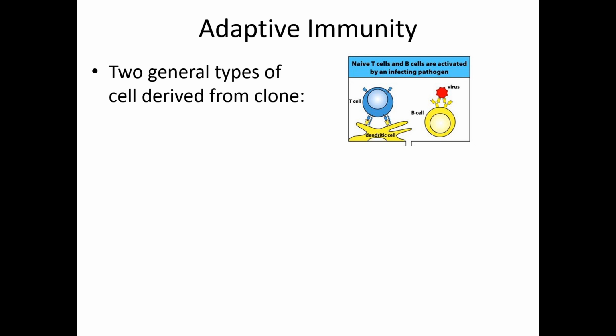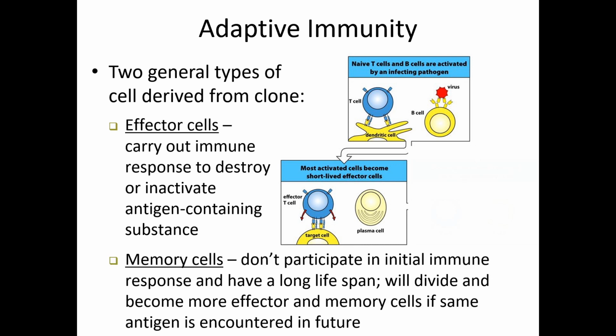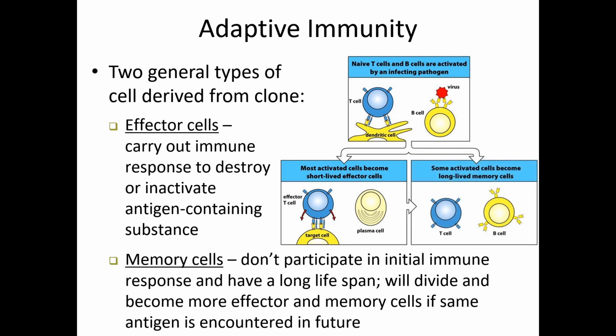From those clones, there are two different types of cells that are made. One of them is a category called effector cells, with an E. These have a direct effect, direct involvement in the current process to help destroy pathogens or to inactivate those antigen-containing substances. And then the other category are memory cells. Memory cells are not involved in the current immune response. They last a long time, however. In some cases, they'll last for your entire life.